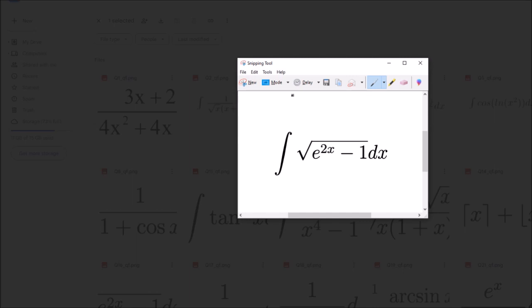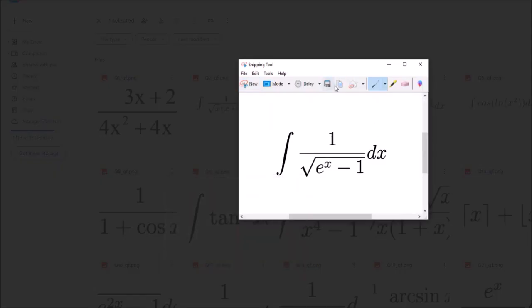e to the x here, e to the x here, right? Let u equal e to the x. Wait a minute. Oh! This is inverse secant of e to the power of x over 2. Can I do that? Is that allowed? Wait, let me double check that. Oh, that might not be allowed.